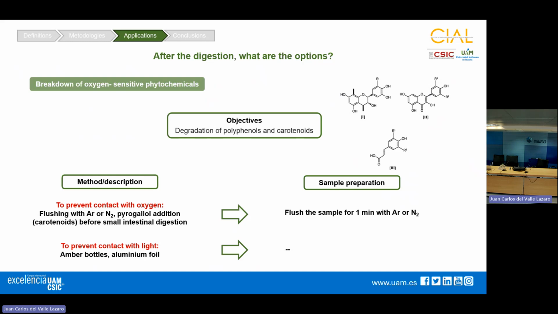How can you do it? You can use argon or nitrogen, and you flush your centrifuge tube, for example, and then you just close it and incubate them for the period that you run your digestion, usually 2 hours gastric, 2 hours intestinal, in an incubator that I didn't mention before. So you run the whole experiment at 37 degrees. Or you can also prevent the contact with light if they are light sensitive, for example, using amber bottles or just putting aluminum foil around your tube.